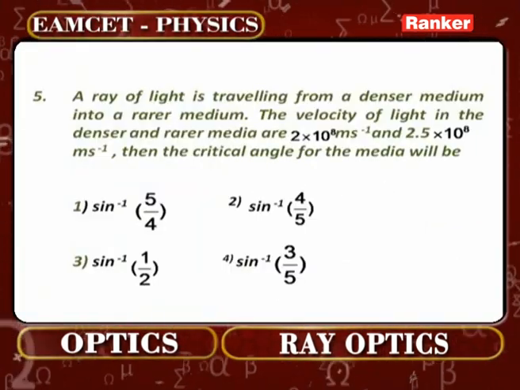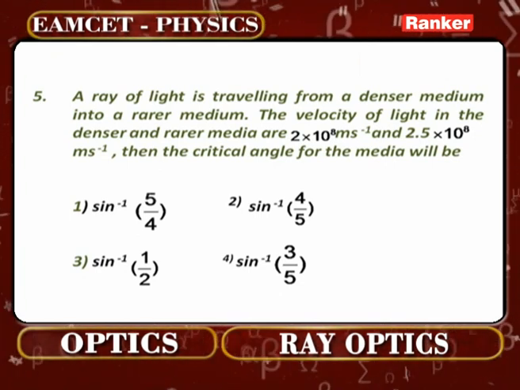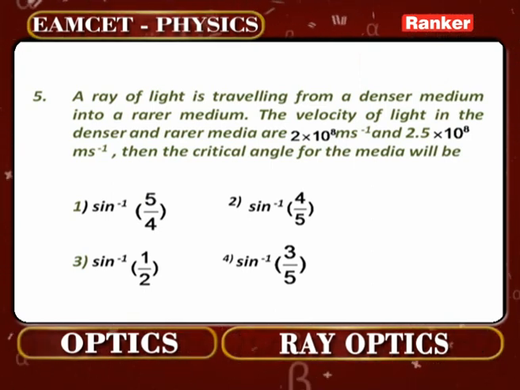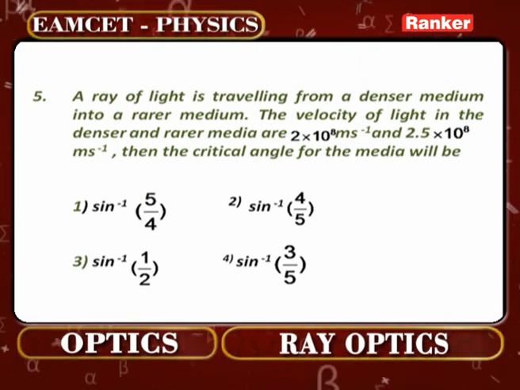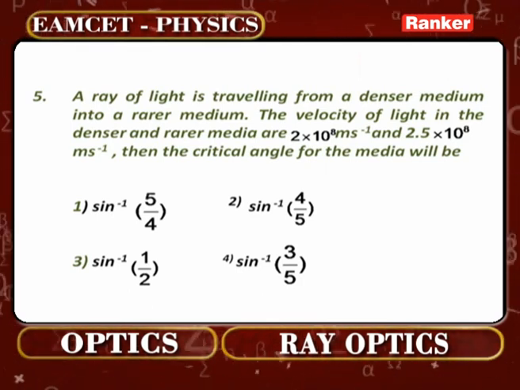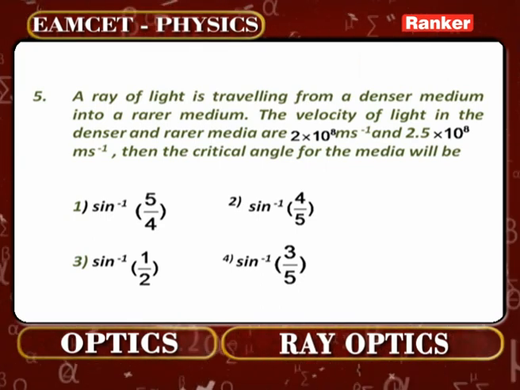A ray of light is traveling from a denser medium into a rarer medium. The velocity of light in the denser and rarer media are 2 × 10^8 and 2.5 × 10^8 meter per second respectively. Then the critical angle for the media will be, in fact, critical angle one should remember thoroughly.